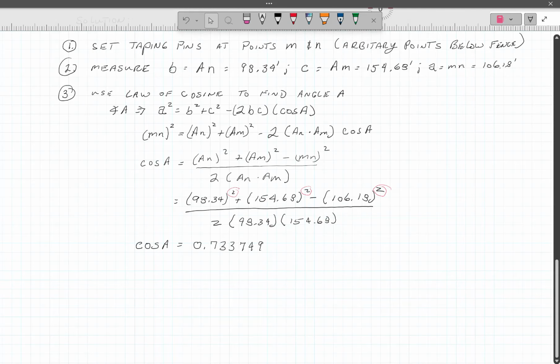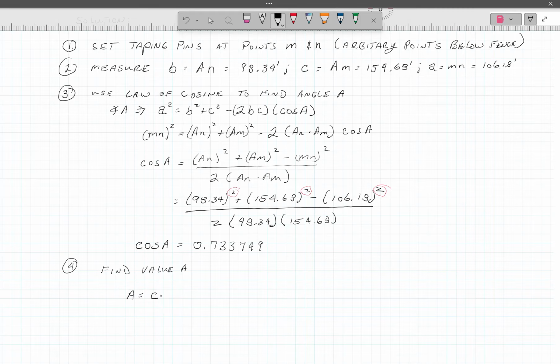Now, the fourth step is to find the value of A. That means A is equal to the arc cosine, or the inverse cosine, of 0.7337749, and A will be equal to 42.798.